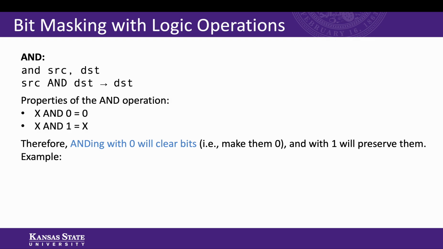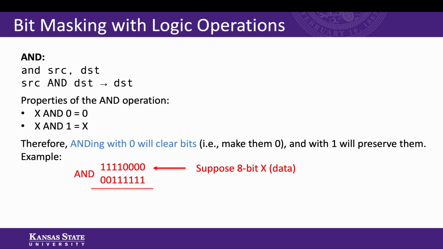So therefore, we can take advantage of this. ANDing with 0 will clear a bit or bits, make them 0. And ANDing with 1 preserves them. It keeps them the same. If they were 0, they will stay 0. If they were 1, they will stay 1. Let's look at an example.